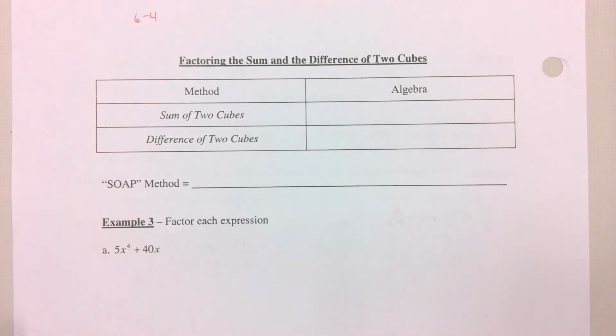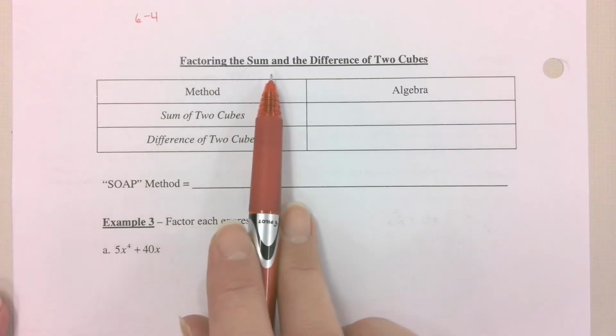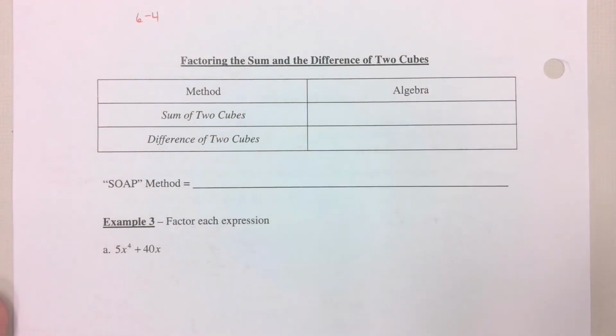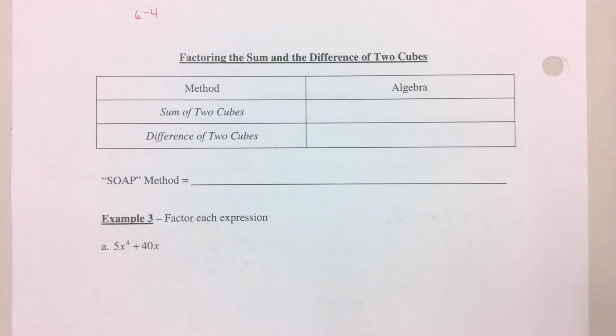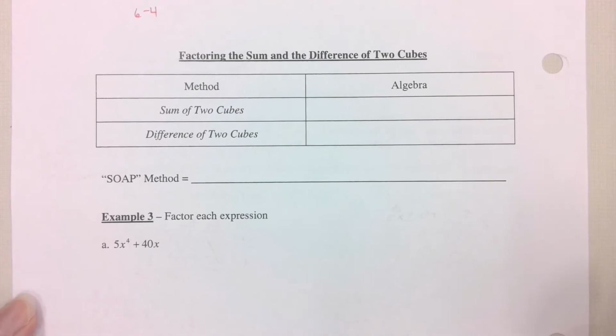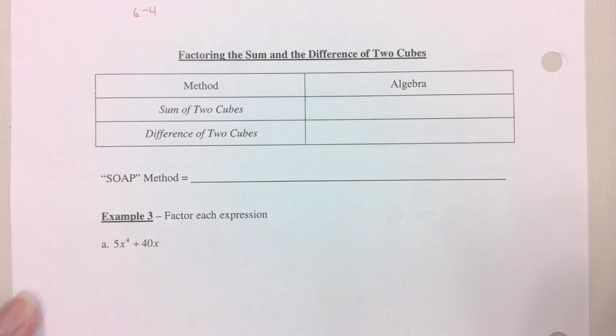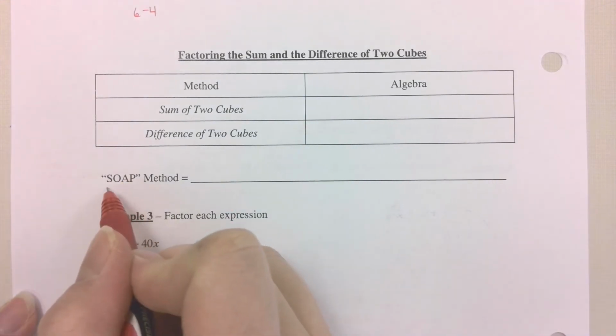We are finishing up section 6.4 and doing the second half, and we are factoring the sum and difference of two cubes. For this lesson, we are using a shortcut. I'm not a fan of shortcuts. We don't normally use them in Algebra 2, but for factoring sum and difference of cubes at this level, we are using the shortcut, and it's called the SOAP method.